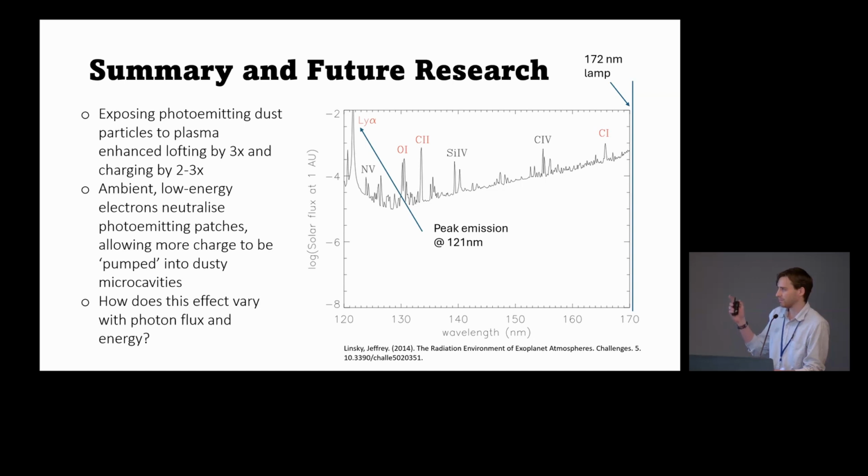Now, what I have here is a spectrum of the solar emission in what we would call the vacuum ultraviolet region, so about 200 nanometers to 100 nanometers. For all intents and purposes, as you go down in wavelength, you would expect to see more photoemission. So for that lamp that we were using for the experiment, we were at about 172 nanometers. So we're at the high wavelength, low energy part of that scale.